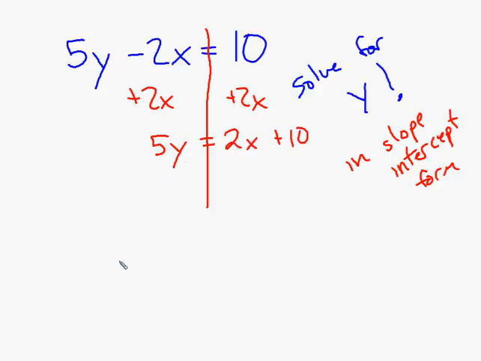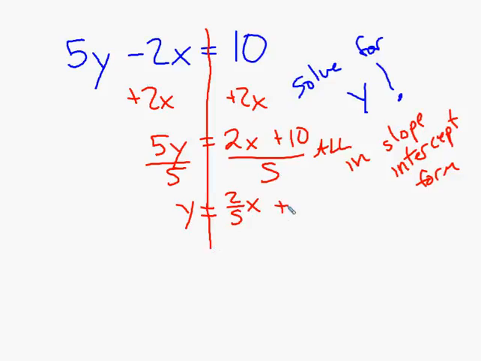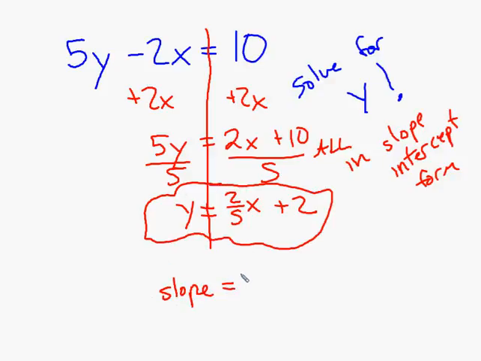And now what do I do? Divide by 5. All of this, that's why we do that fraction bar, all of it divided by 5. So I'm going to have 2/5 x, any questions why I have 2/5 x? Plus 2. This is my line. So my slope is 2/5. And my y-intercept is, now the x-coordinate of any y-intercept is 0. So my y-intercept is (0, 2).